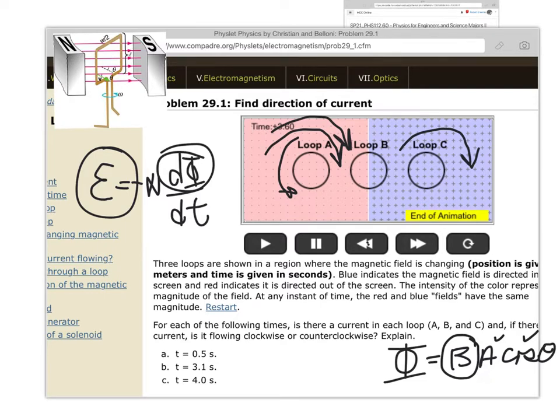Lenz's law says that you oppose the change in flux. So keep in mind, you don't oppose the field, you don't oppose the flux, you oppose the change in flux. And what that means is sometimes you oppose the flux in the field and sometimes you support the flux in the field. When it's increasing, you're going to oppose the flux in the field. But when the flux is decreasing, you're going to induce an EMF and a current in the direction of the field and flux, because you're going to try and prevent the decrease. So keep that in mind.